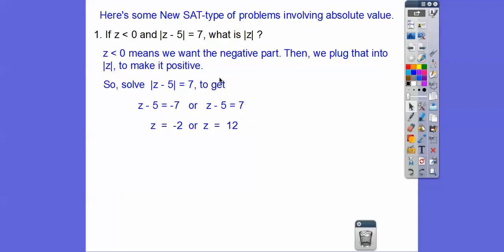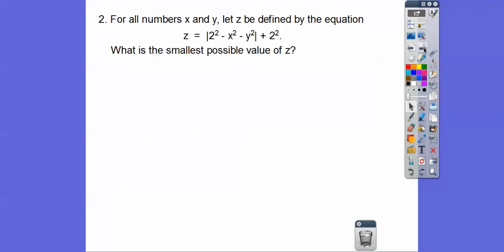So solve this, you guys, just like we did before. We're going to make it equal -7 and +7. We get -2 and 12. Now remember, this says we want the negative part. So we want z equals -2, so then what is the absolute value of z? The absolute value is going to be +2. All right, so how about this?